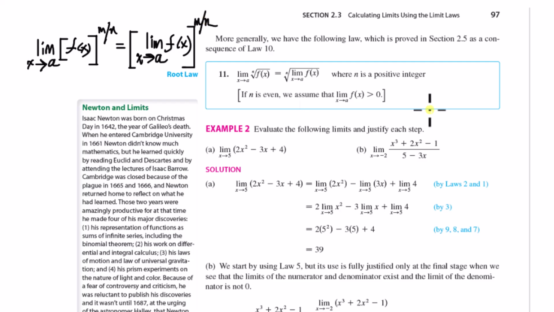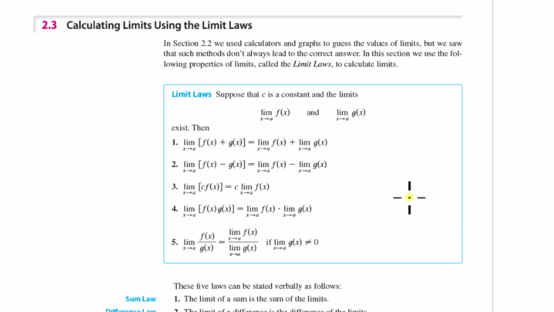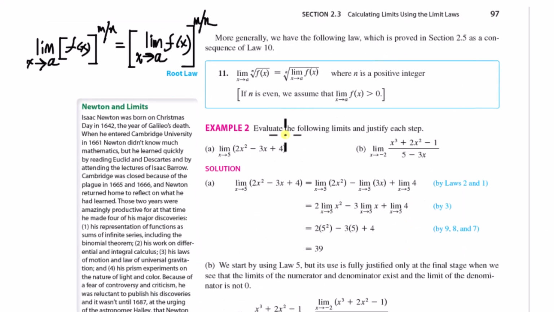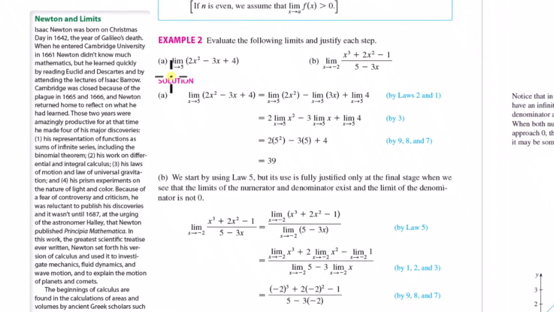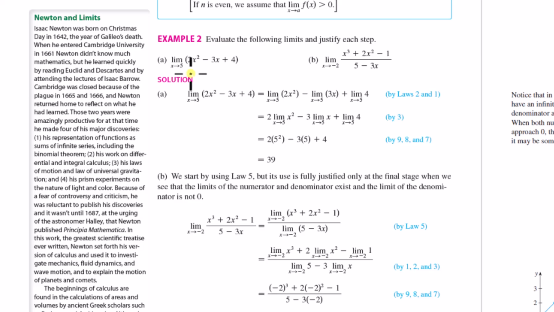Okay, so now we've got a few extra laws in addition to the original 6 laws. So if we take a look at this next example, part A, the limit as x approaches 5 of this polynomial expression here, this quadratic function.